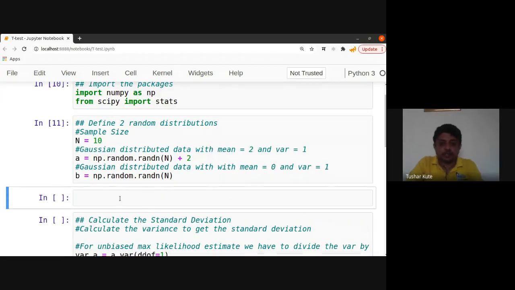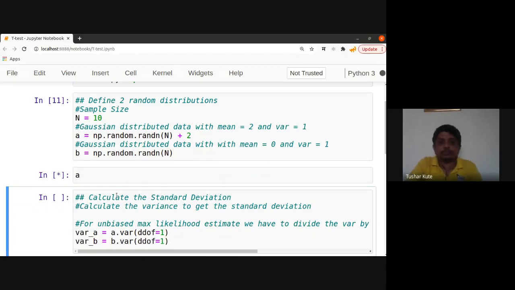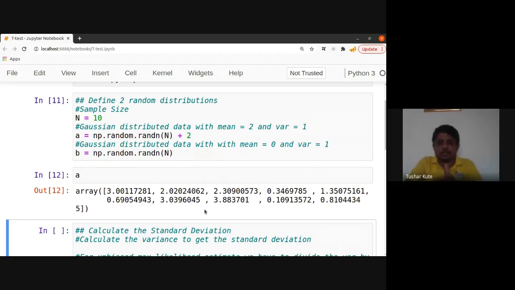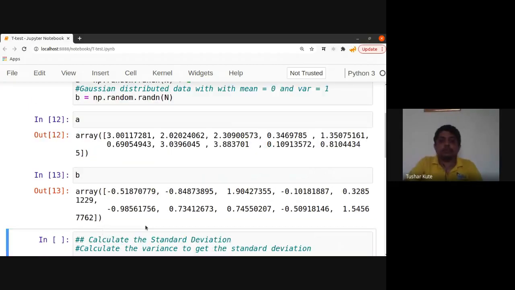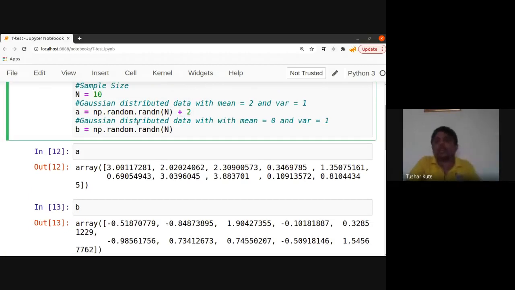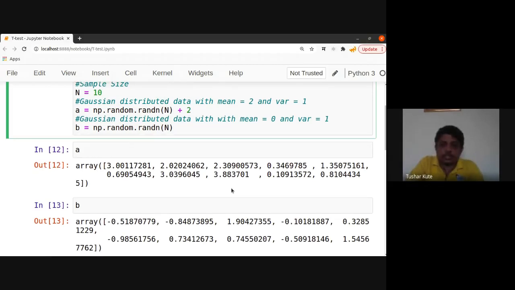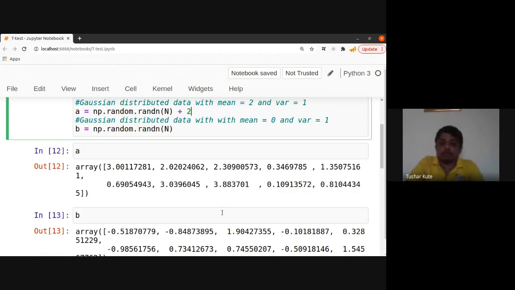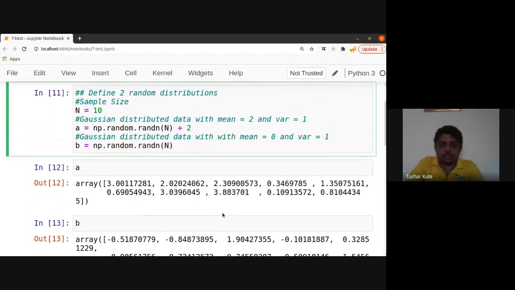If you print A, you can see what exactly it contains: randomly distributed data of n elements to which I have added 2. This is A, and see B, 10 elements are there. These are the B values calculated. I just want a difference between them, that's why this 2 is added there. The randn function of the random package generates the set of elements. You can see the length of both is the same. They are created randomly.